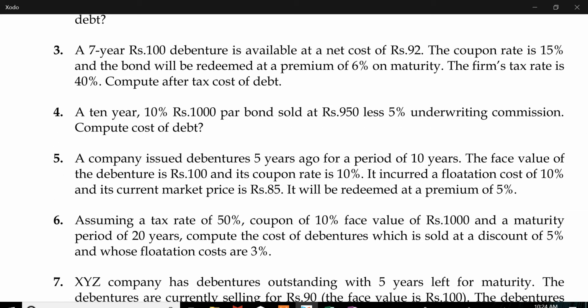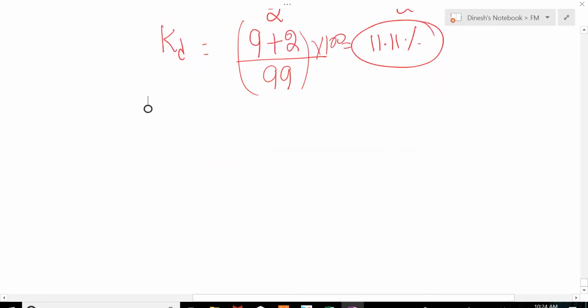A 10-year 10% 1000 par bond sold at 950 less commission. Compute cost of debt. Again the same thing. Redeemable, irredeemable formula arriving. There will be one adjustment, that alone I want to explain. Let's start. Cost of debt equals, what's the formula? Interest after tax plus average other cost divided by average funds employed.